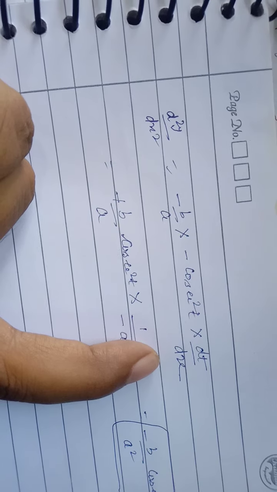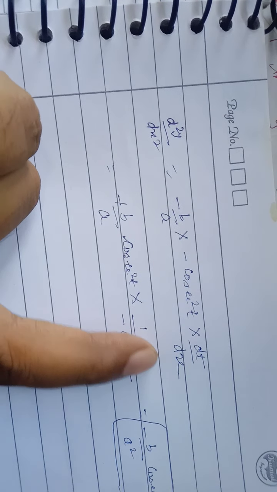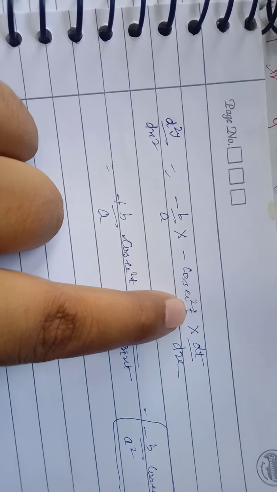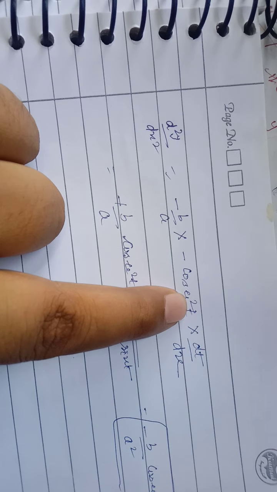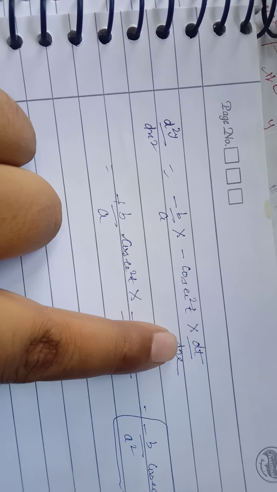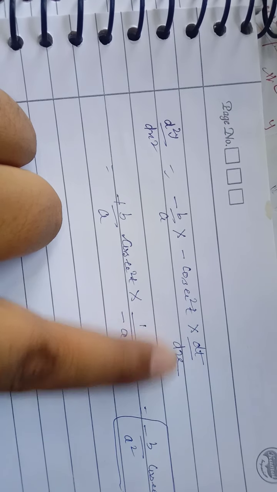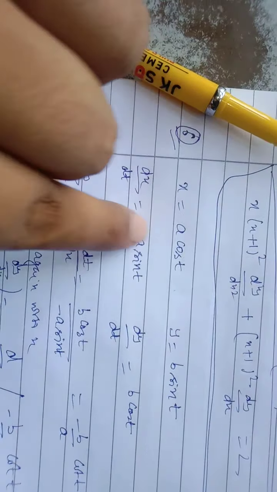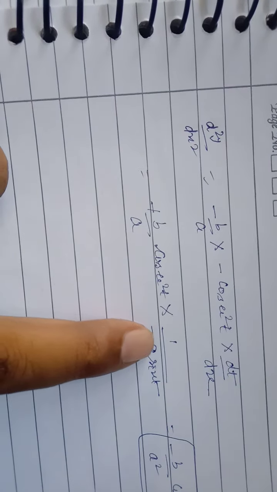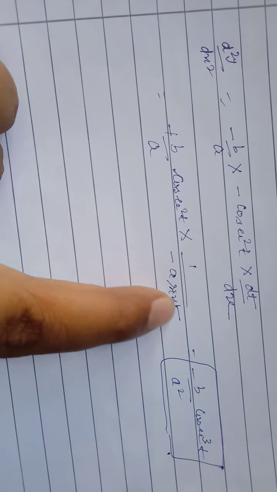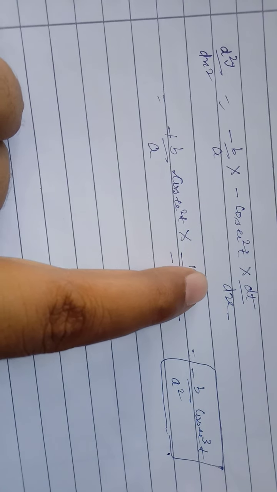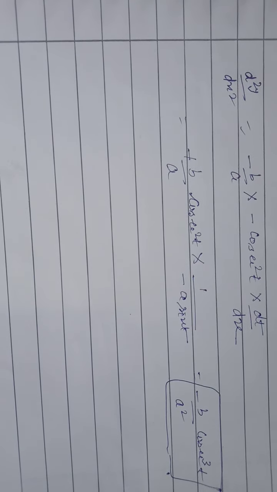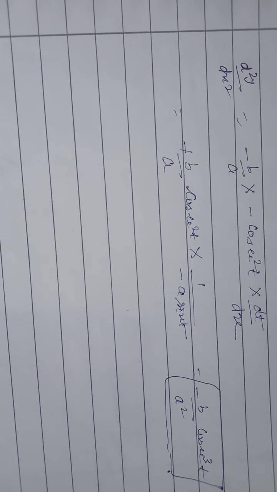For example, if we were differentiating y square, then 2y into dy by dx. Like that, if here the function is in t and we have to differentiate with respect to x, then dt by dx will appear automatically, and the value of dt by dx, its reciprocal, is minus 1 by a sin t. So this will become minus b by a square, sin t will go up and become the cosecant, so it will become cosecant square t. I hope this completes up to the 6th question.